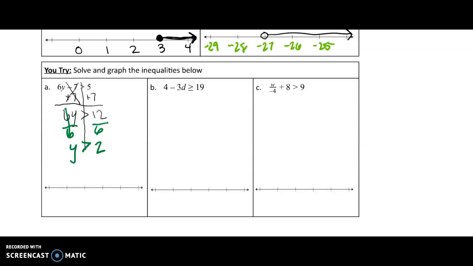So we are going to put 2 on, and it's going to be an open circle at 2. I apologize. There we go. And it is telling us it's greater than 2, so it's every number that is larger than 2.